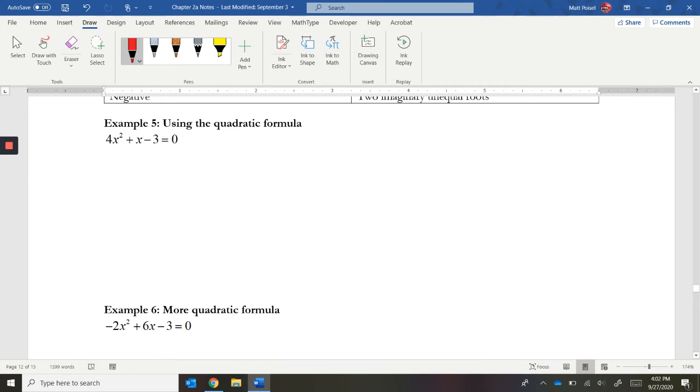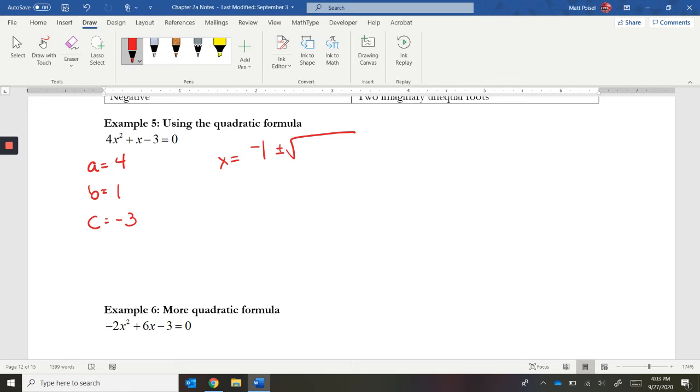All right, so example 5 here is just real straightforward using the quadratic formula. Hopefully you've seen this before. A is always the number in front of the x squared, b is always the number in front of the x, and c is always the constant. Please make sure you set these equal to 0 before you get started. Now I'm just going to plug stuff in. So x equals negative b plus or minus the square root.